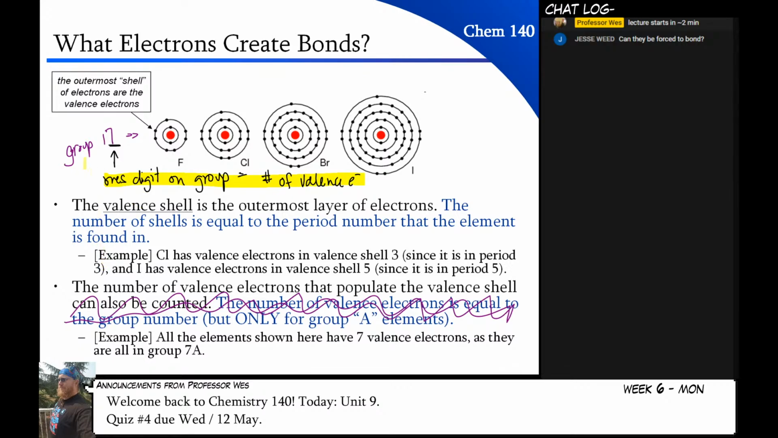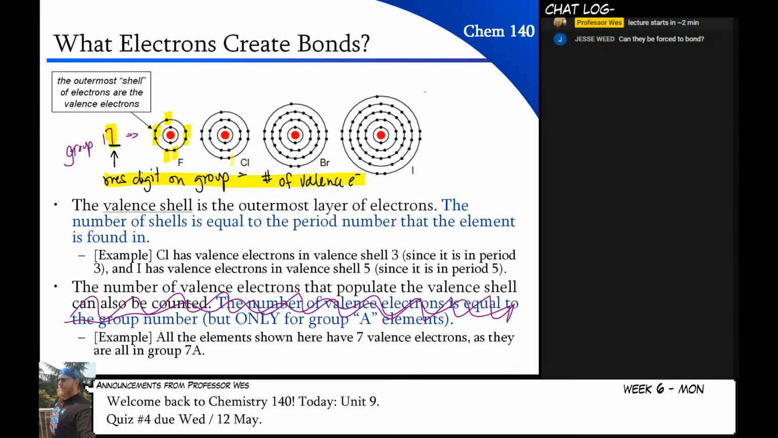So in other words, since all these elements are in group 17, the ones digit is 7, they should have 1, 2, 3, 4, 5, 6, 7 dots around the outside on the highest shell. So there are 7 valence electrons on all of these atoms, and you can count that and see it. Now, if I was looking at a different element, like oxygen, oxygen is in group 16. The ones digit is 6. There would be 6 valence electrons. So I'd only have 6 dots instead of 7 on the outside. Everything else would look the same.